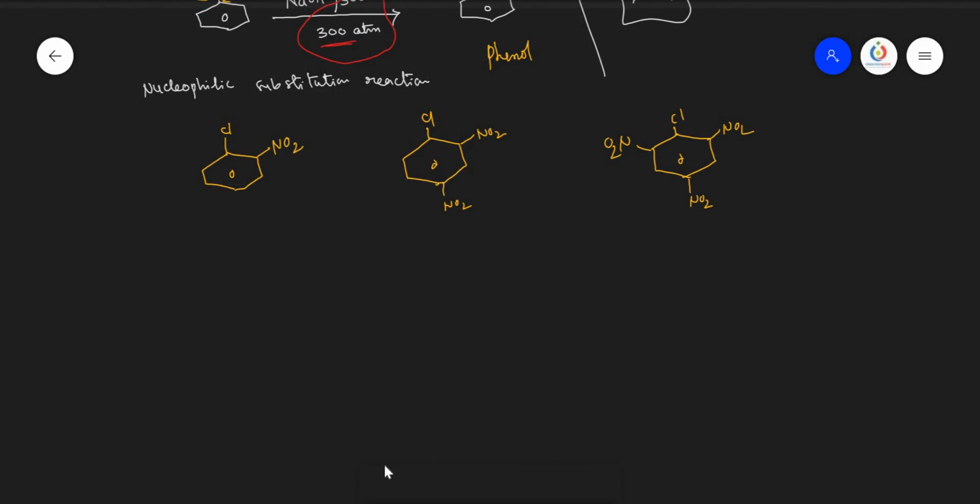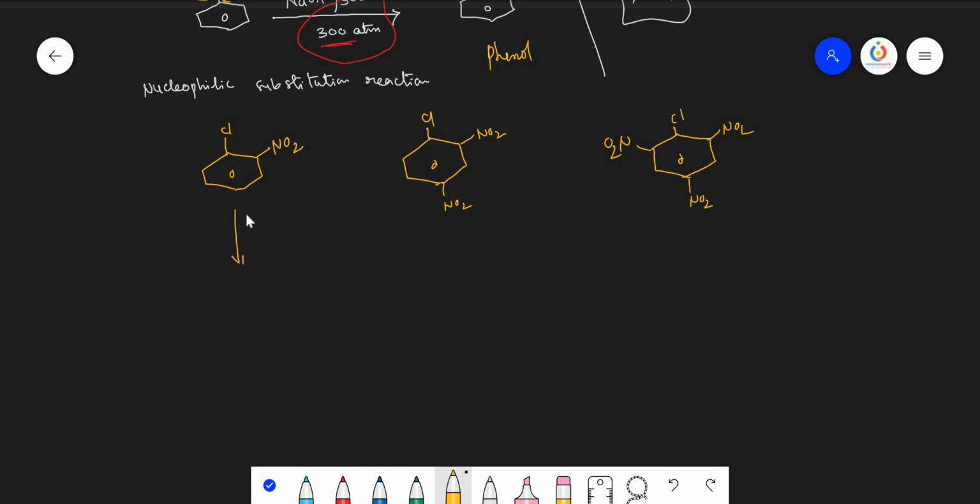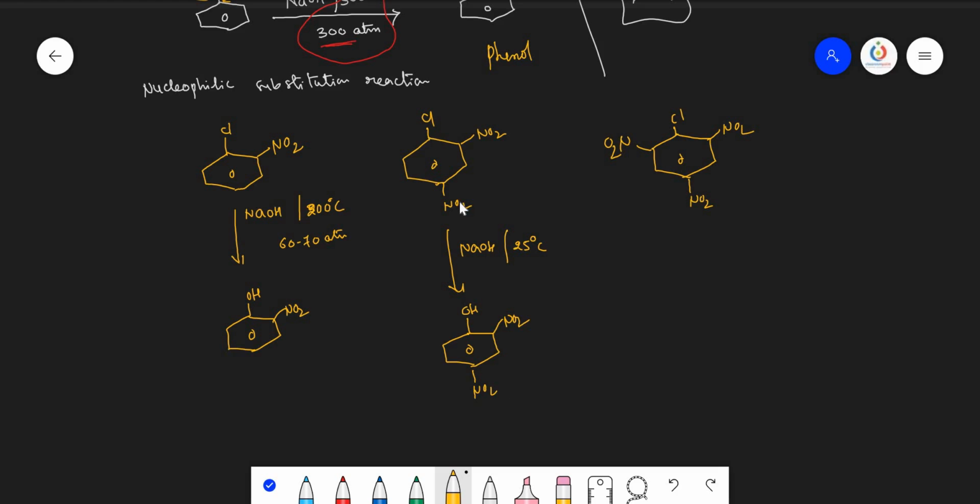Now, in these conditions, you no need to use much pressure, much temperature. Here, just use NaOH with 200 degrees centigrade, some 60 to 70 atmospheric pressure. That's enough. So here you will get the OH and NO2. And here, if you use NaOH at normal room temperature, 25 degrees centigrade, because two groups are there, even normal atmospheric pressure, you will get this particular molecule. Means OH can easily replace the chlorine when electron withdrawing groups are there.